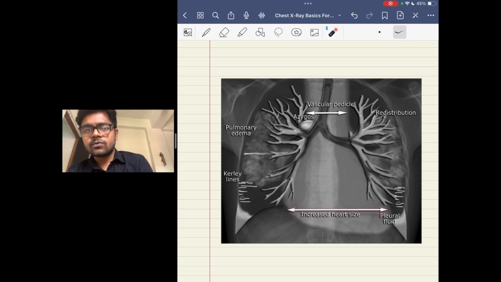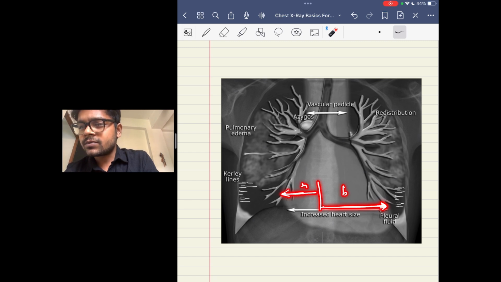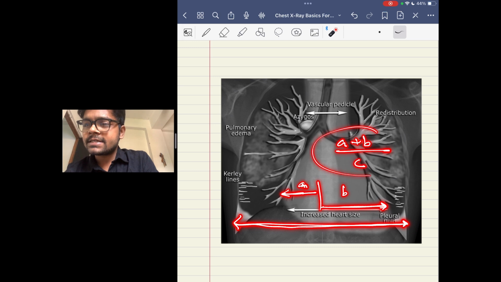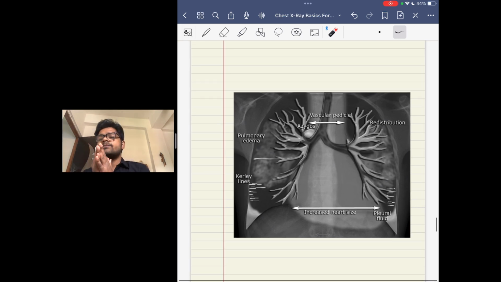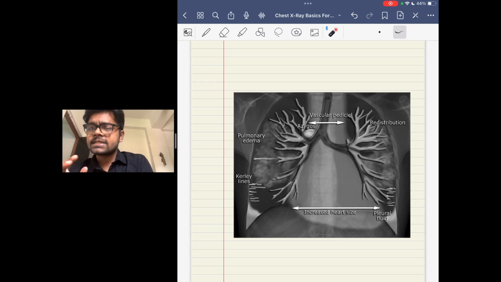How do we know that? You take the maximum diameter of the heart on the right side from the midline and the maximum diameter of the heart on the left side. You add these two, right? This is A and this is B, and this is your thoracic diameter, that is the maximum thoracic diameter C. So A plus B divided by C should be more than 0.5 to call it cardiomegaly. Typically it is a visual impression. You don't have to measure it with a scale.